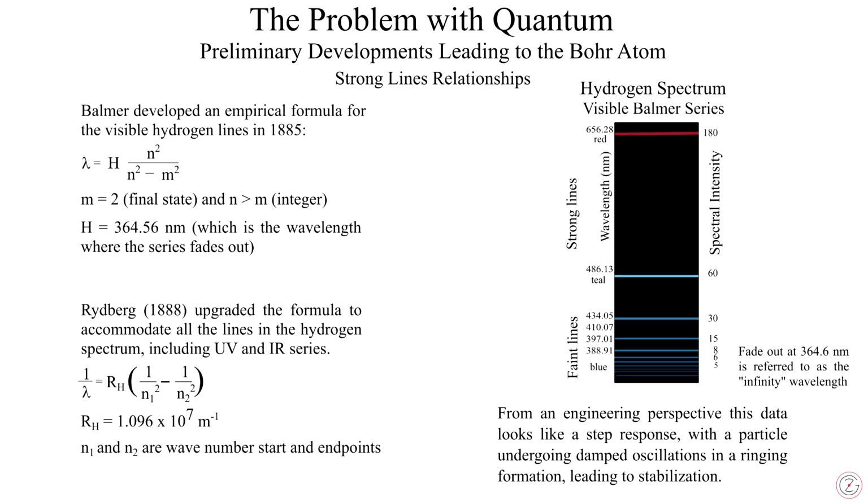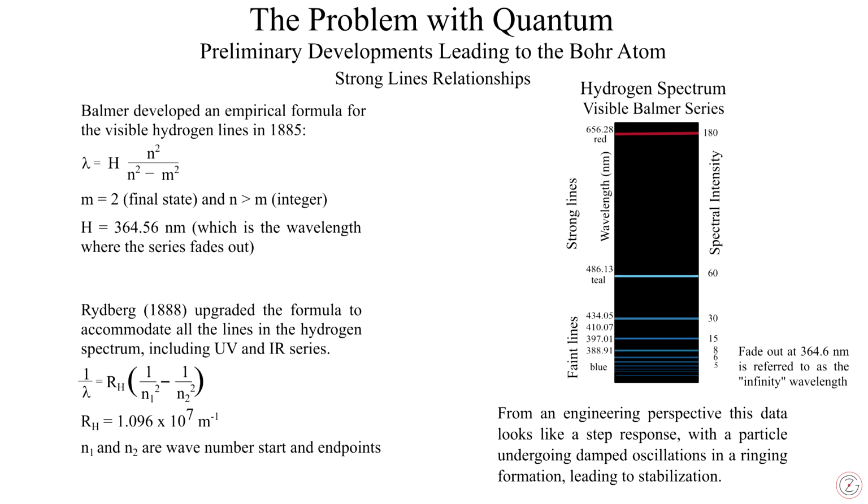The visible spectra yield some clues as to what is going on. The strongest lines have wide separations and the weakest ones have narrow differences. This data suggests a ringing formation. The strong, widely separated lines appear to be overshoot. The closely spaced faint lines point to stability. This is not the direction that Bohr took.